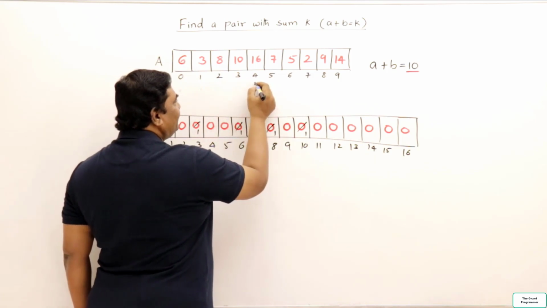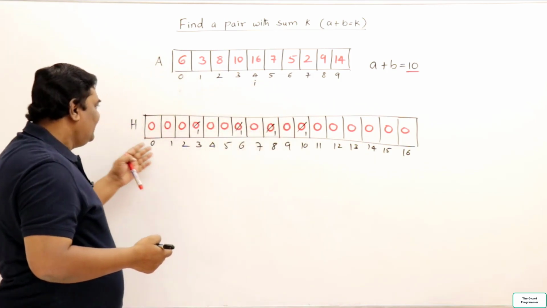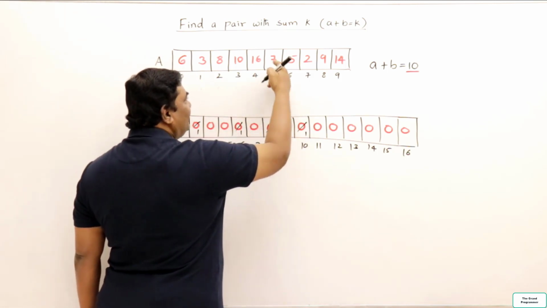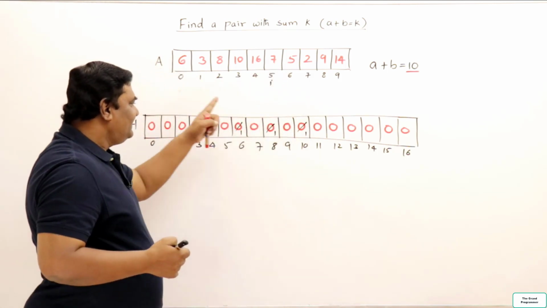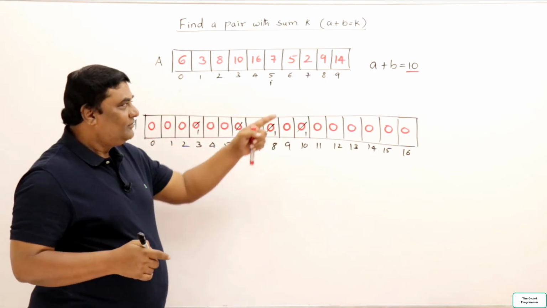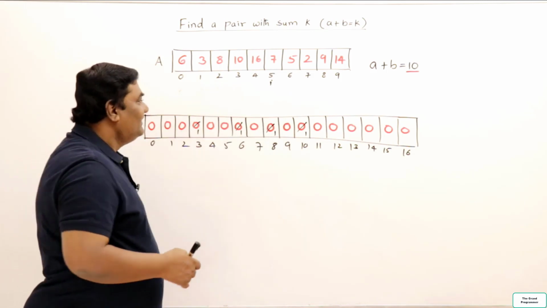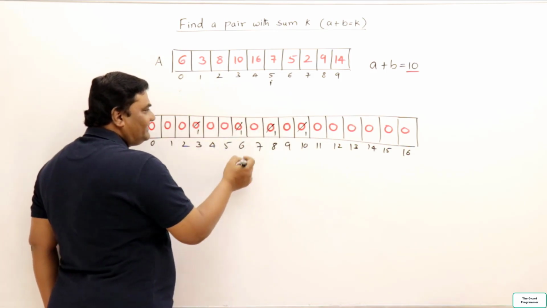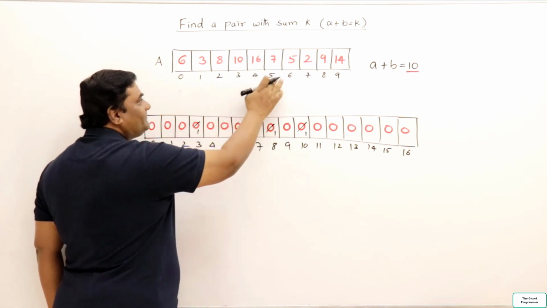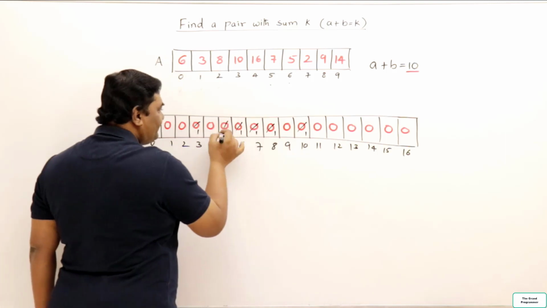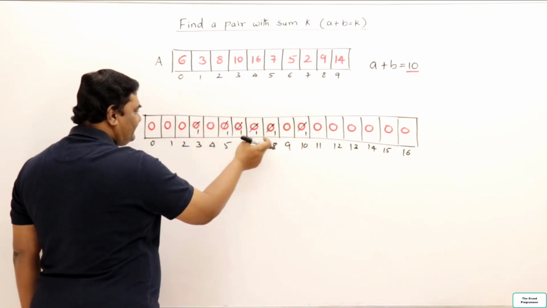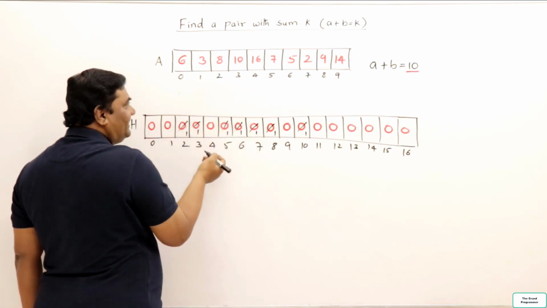Then 16. For 16, there should be minus 6. There is no such index. Then next, 7. For 7, I need 3. Yes, 3 is already marked. So it means 3 and 7 make a pair whose sum is 10. Yes, we got the result. We will display this result and also mark this as 1 because this is already there in the array. Then go to 5. 5 is marked as 1. Then for 2, we have to check 8. Yes, it is there. So 2 and 8 make a pair and also mark it as 1.